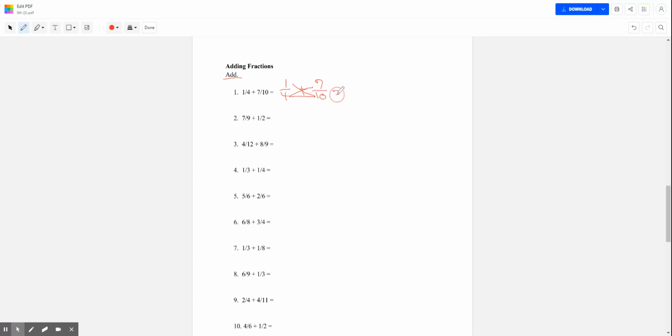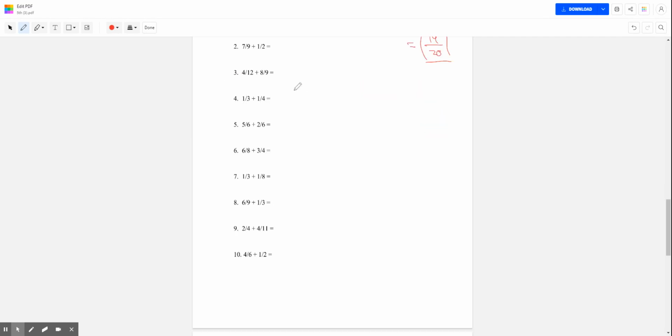So 1 times 10 is 10, 4 times 7 is 28, and we're going to divide the whole thing by the product of the two denominators. So 4 times 10 is 40. So 38 divided by 40, and that simplifies into 19 over 20.